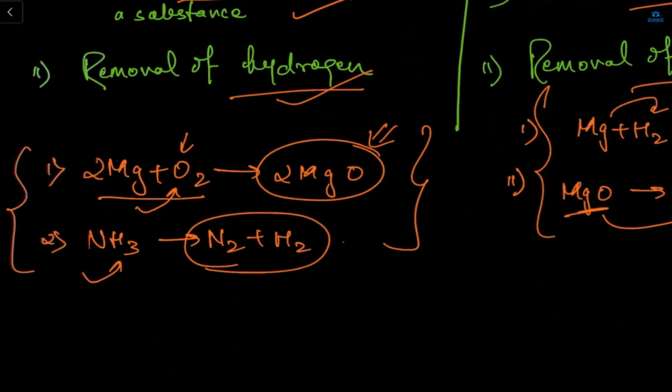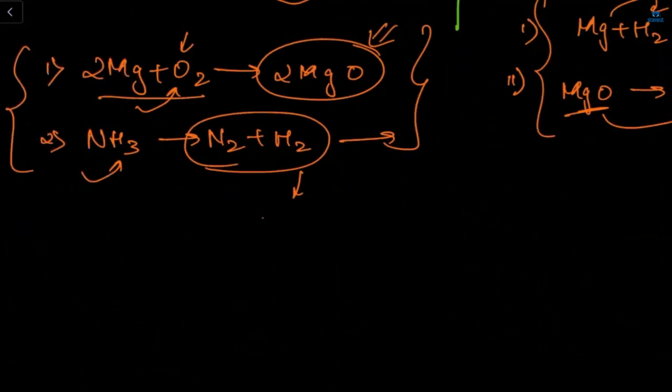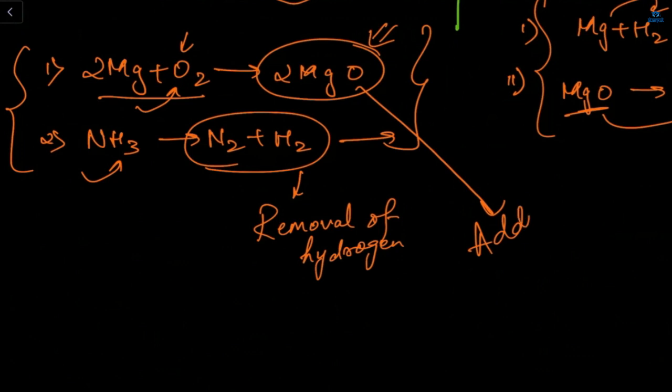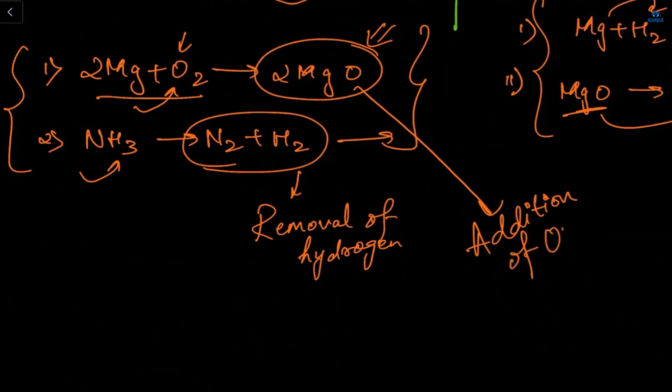Why? Because this part is what? This part is the removal of hydrogen. And what is the first part? The first part is the addition of oxygen. How is it the addition of oxygen? Because Mg plus O, two different things, are getting combined in the product side, and what we are getting is a full compound, which is magnesium oxide. So this is the addition of oxygen, and with the addition of oxygen you are getting magnesium oxide.